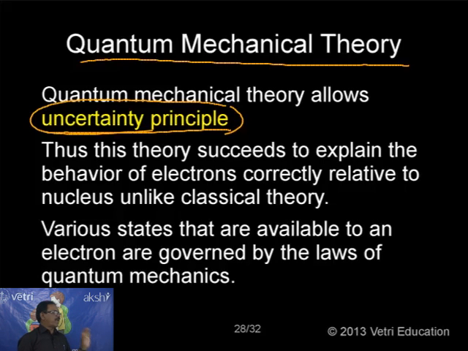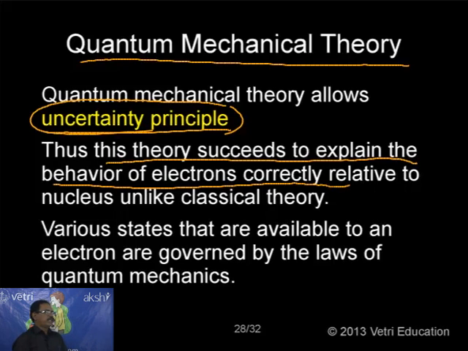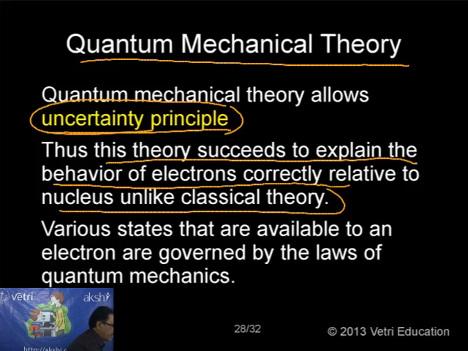So here let me just explain what uncertainty is. The uncertainty principle says that in the case of a microscopic particle, it is not possible to determine simultaneously the position and the momentum of the particle, for example an electron. It is not possible to determine simultaneously both position and velocity, both position and momentum. That is the uncertainty principle. But quantum mechanical theory takes this principle into account, and this theory succeeds in explaining the behavior of the electron relative to the nucleus correctly, unlike classical theory.